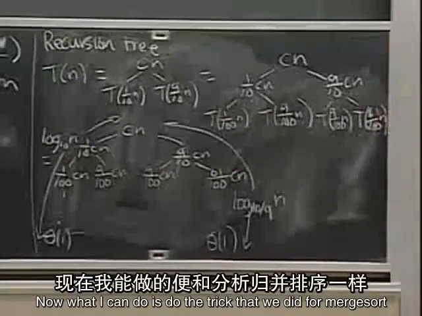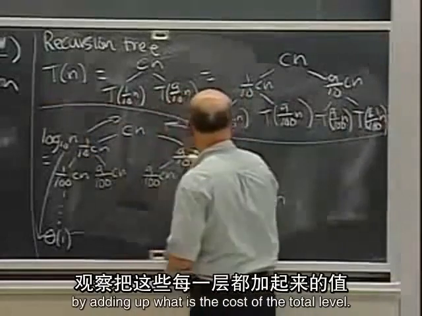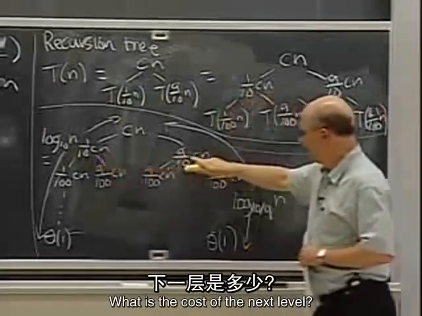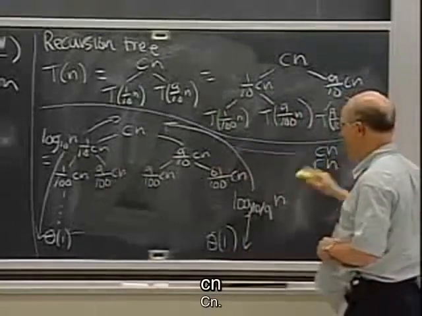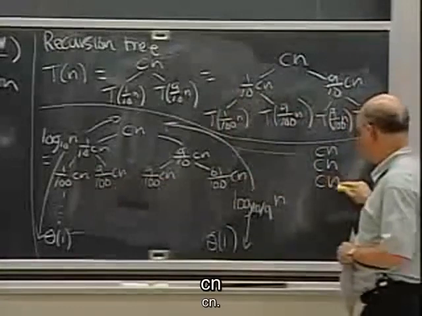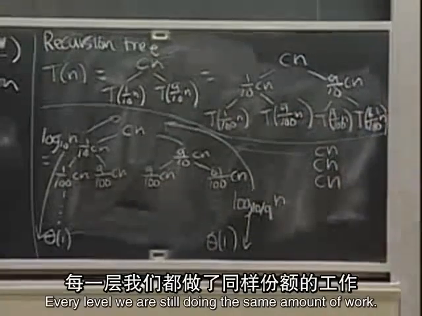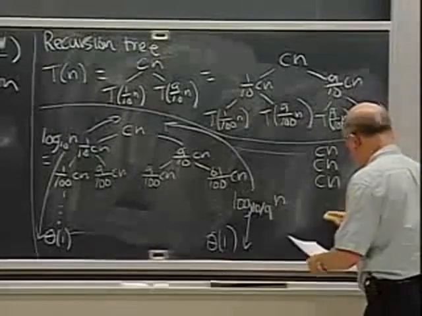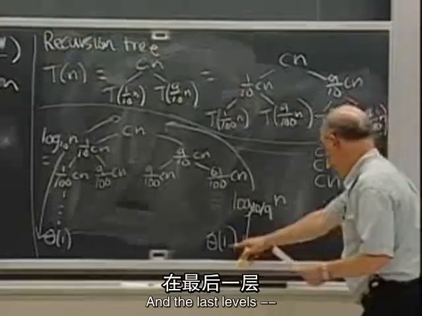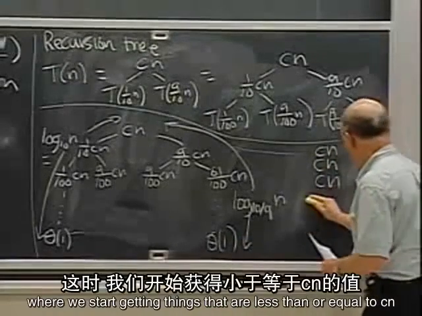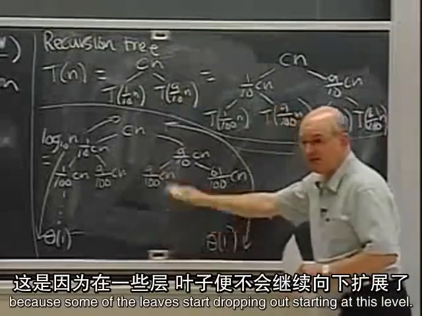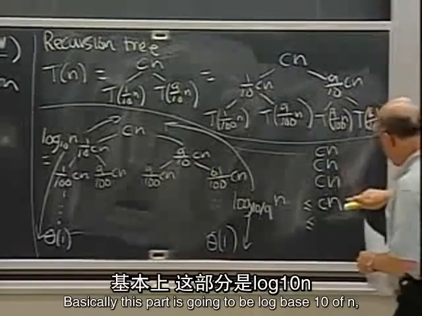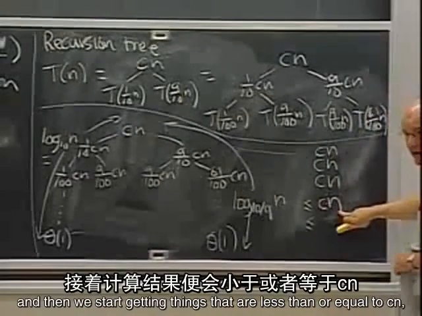So now what I can do is do the trick that we did for merge sort in looking at the evaluation of this by adding up the cost of each level. The top level is just Cn. And what's the cost of the next level? Cn. And the next level? Cn. So every level we're still doing the same amount of work, and we take that all the way down. Eventually we hit some point where it's not equal to Cn, where we start getting things that are less than or equal to Cn, because some of the leaves start dropping out. This part is going to be log base 10 of n, and then we start getting things that are less than or equal to Cn.